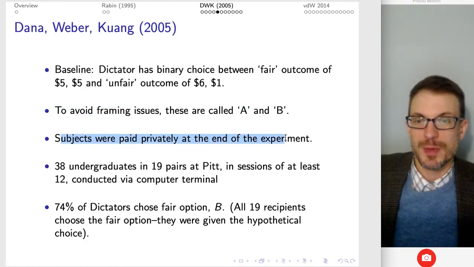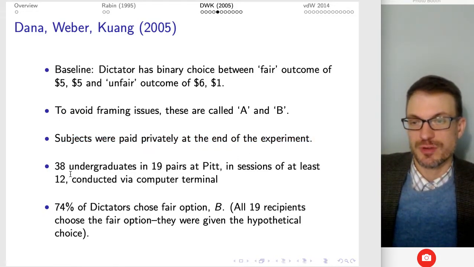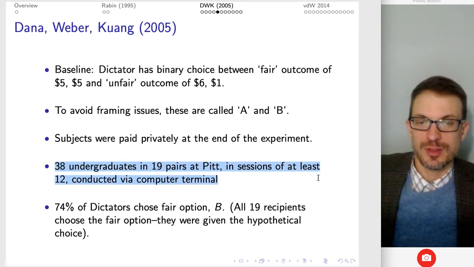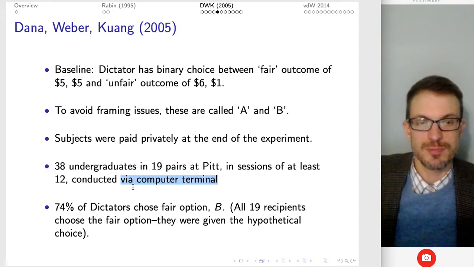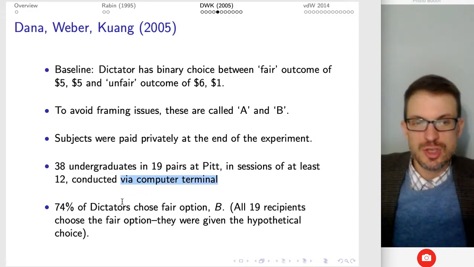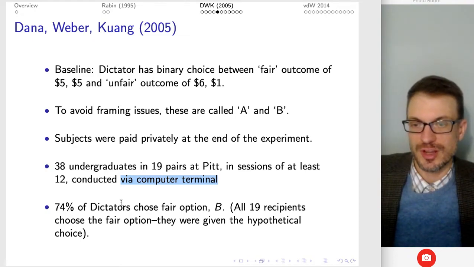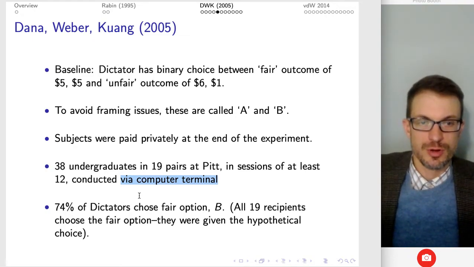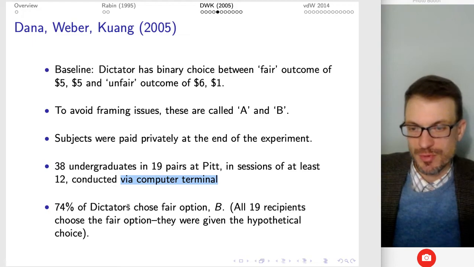Subjects were paid privately at the end of the experiment. So subjects were paid, but it was not observable. This was 38 undergraduates and 19 pairs at Pitt in sessions of at least 12 conducted via computer terminals. So these are at computers, in cubicles, so you can't see the screens of those sitting next to you. You don't know where your partner could have been. It could have been the person next to you, behind, in front, wherever.